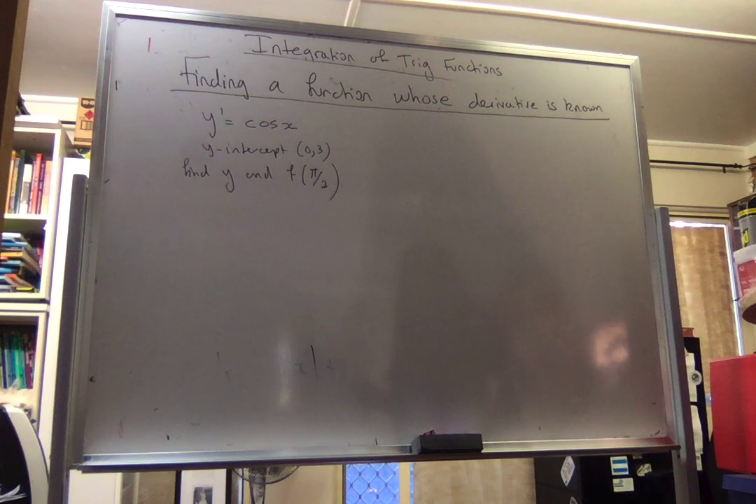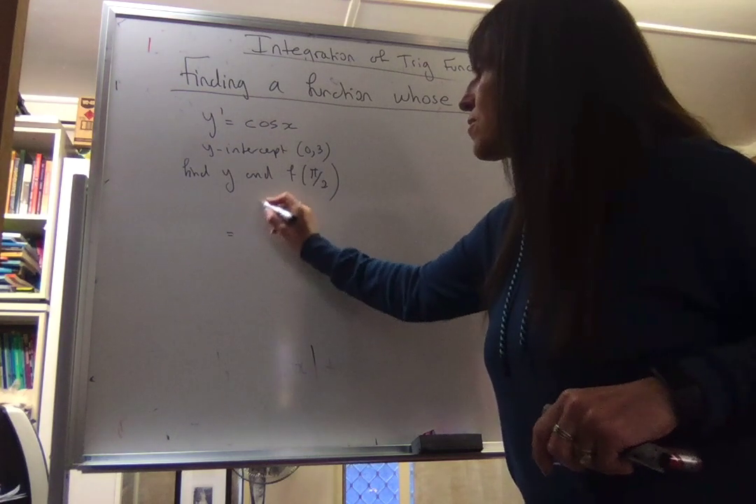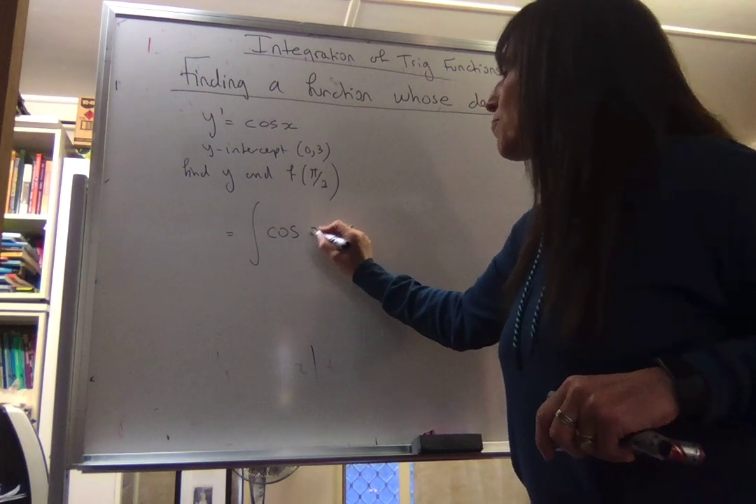Okay, we're now looking at the next question here. You are told that the derivative of a function is cos x, and you're told that the function has a y-intercept of (0, 3). We want to find the original function, y, and then find f of pi on 2. Okay, so of course this is integration again because we want to find the primitive function.